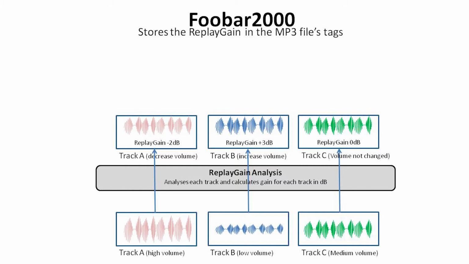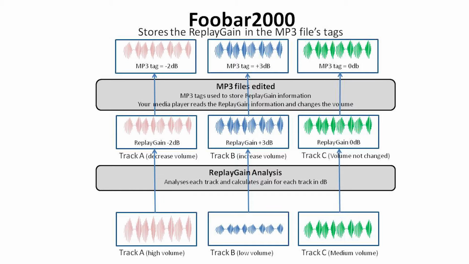The second method performs the same analysis to calculate a replay gain value for each track, but this method stores the gain as one of the tags in the MP3 file. Tags are normally used to store information such as the name of the artist, the album and the track, etc. Your media player can then read the replay gain value stored in the MP3 file's tags and then change the gain accordingly so that all tracks have the same volume. This is the method used by the media player foobar2000.